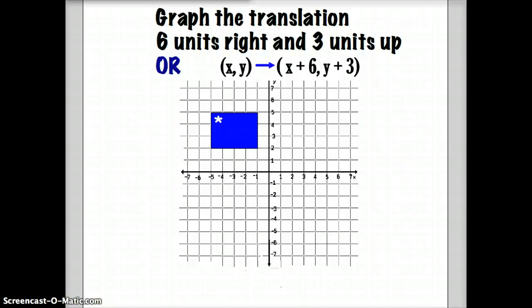Let's look at that in practice. 6 units to the right and 3 units up. You are going to take each one of your corners and graph it exactly how the translation describes. So let's start here with point A. Point A is going to go 1, 2, 3, 4, 5, 6 units to the right, and 1, 2, 3 units up. So that's my new and improved A, or A prime.